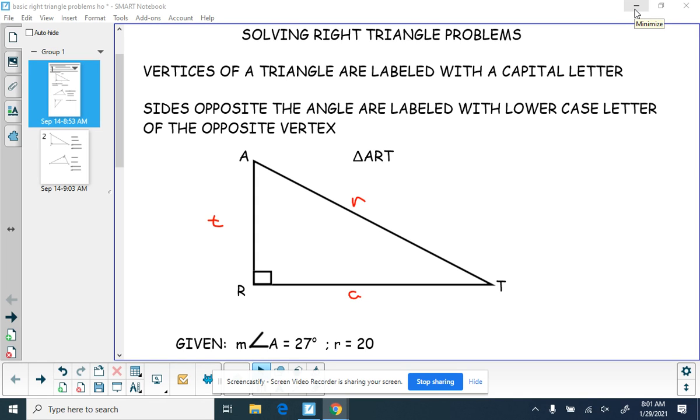So when dealing with triangles, you have capital letters, which are your vertex points, and the sides opposite them will be your lowercase letters. So we have big A, little a opposite, big T, little t opposite, big R, little r opposite.